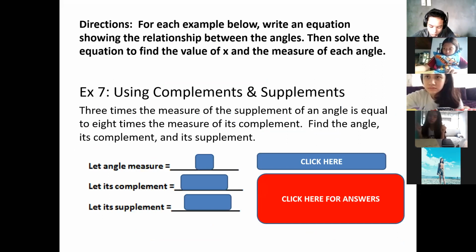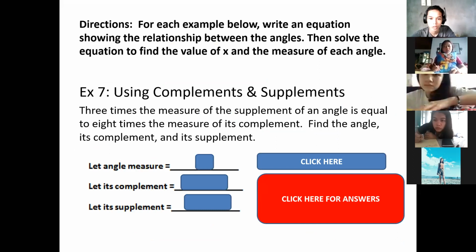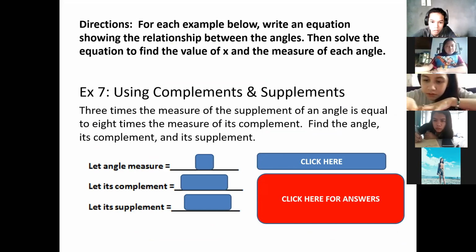Okay, everyone, enjoy the last example. 3 times the measure of the supplement is equal to 8 times the measure of its complement. Find the complement and its supplement. Of course, find the angle itself. Find the angle. Let x be the angle.